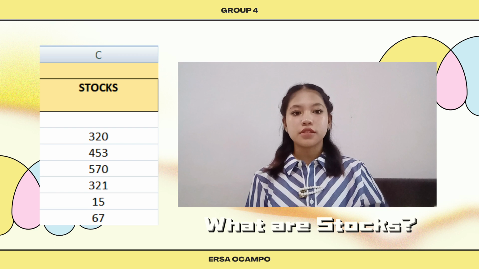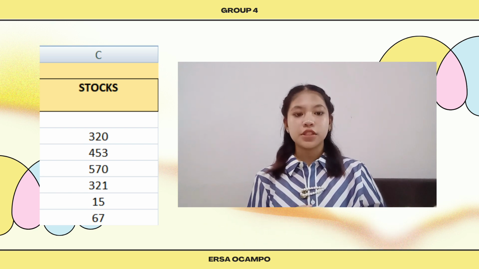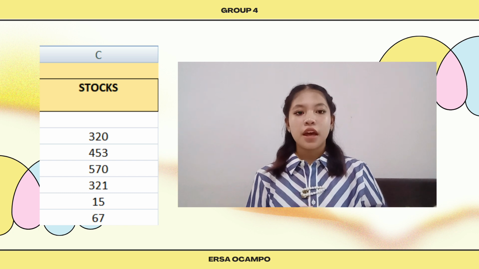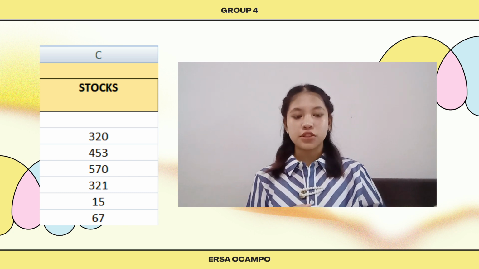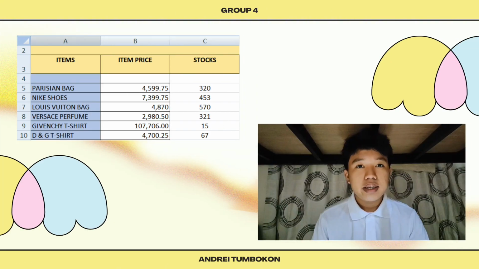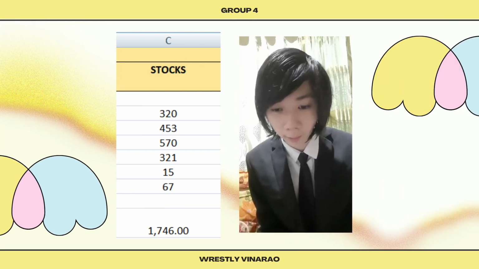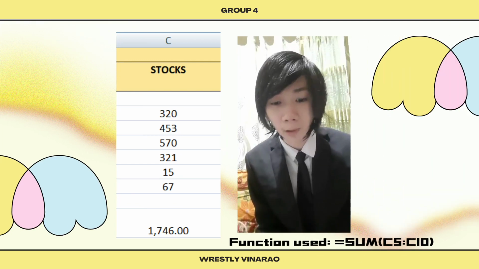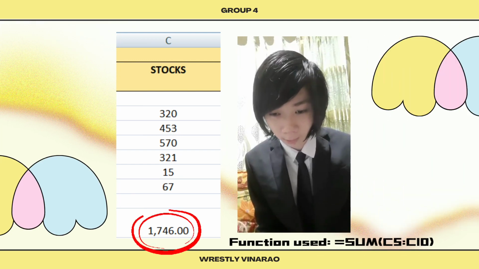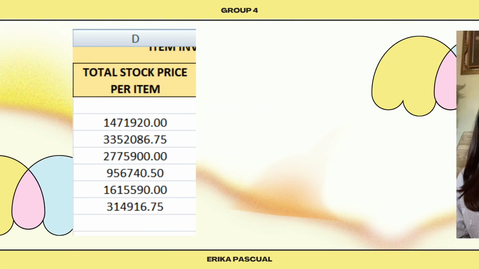Stocks. What are stocks? In column C, stock is the supply of finished goods available for sale, and inventory includes both finished goods and components that create a finished product. In C5, we have 320 stocks, and last, the D&G t-shirt has 67 stocks on hand. Adding all of these products will be in total of 1,746 stocks in overall inventory.